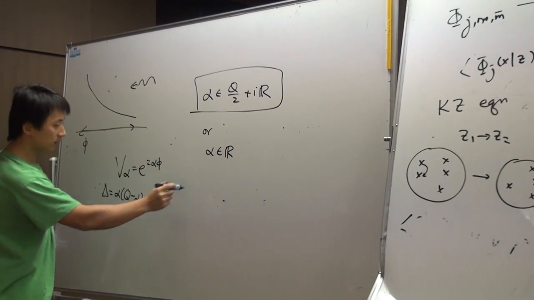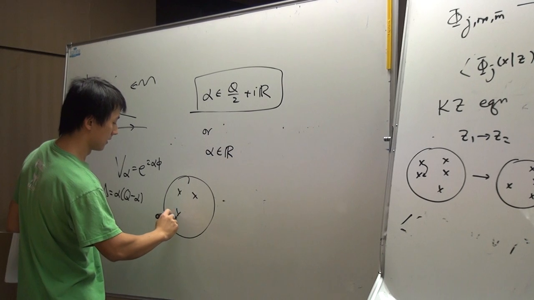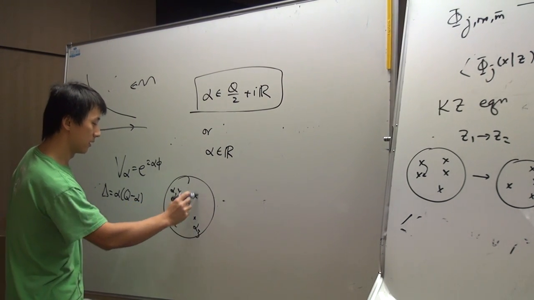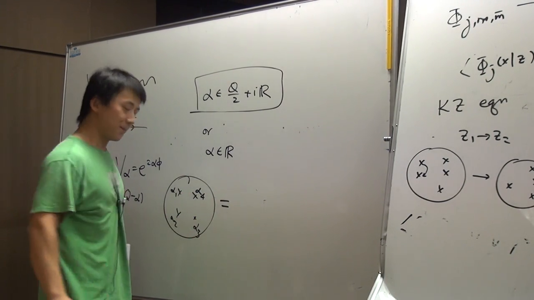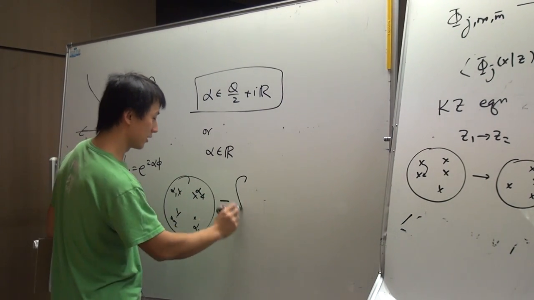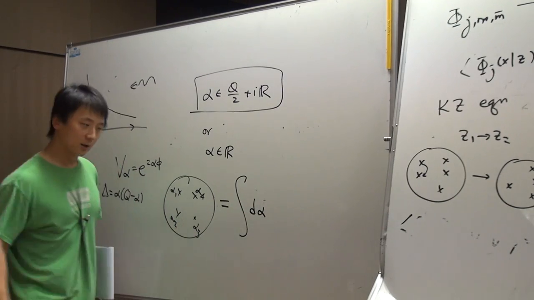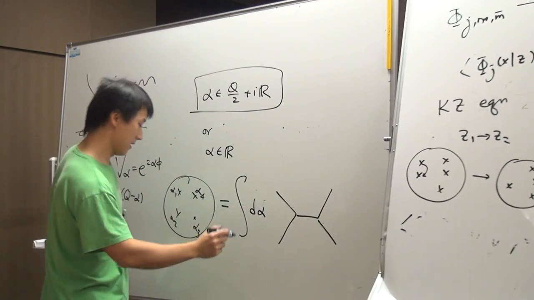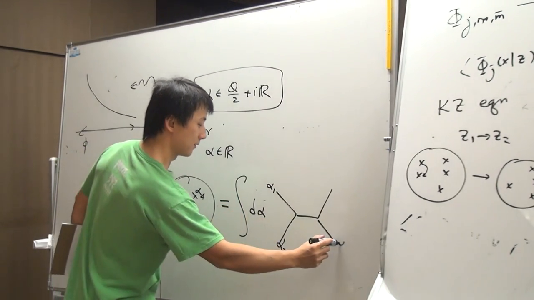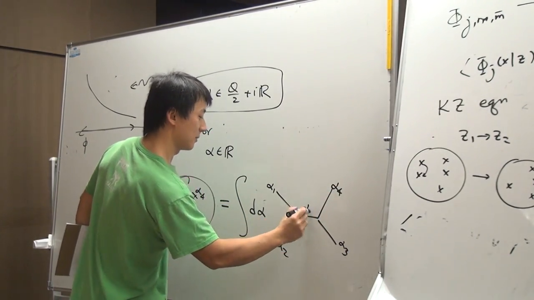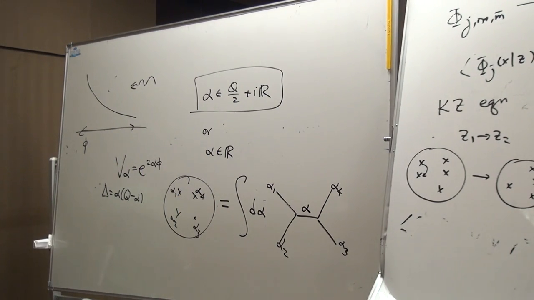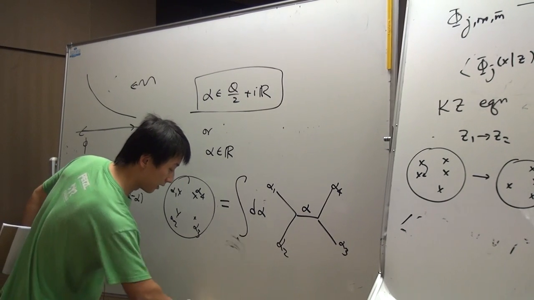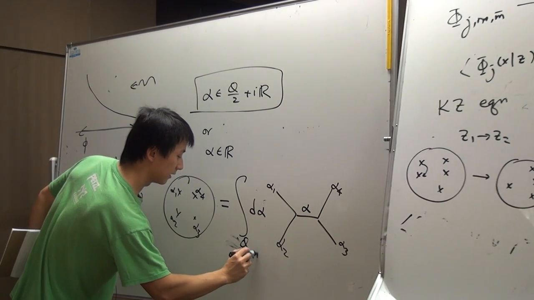If you look at the 4-point function in Liouville theory of alpha 1, alpha 2, alpha 3, alpha 4, you can write this pictorially as an integration over some intermediate channel. The intermediate channel will be labeled by some other primary alpha. This integration is along the contour Q over 2 plus the imaginary axis.